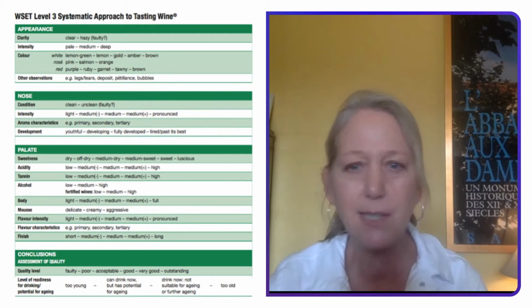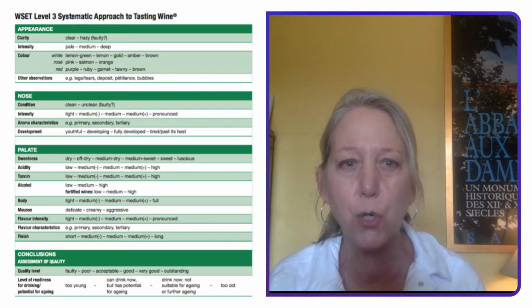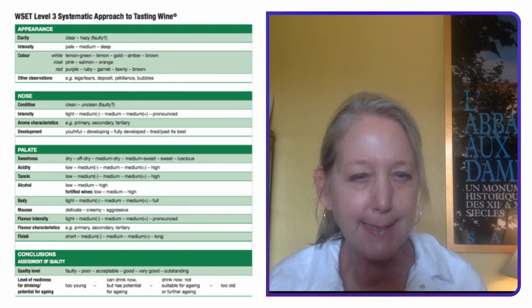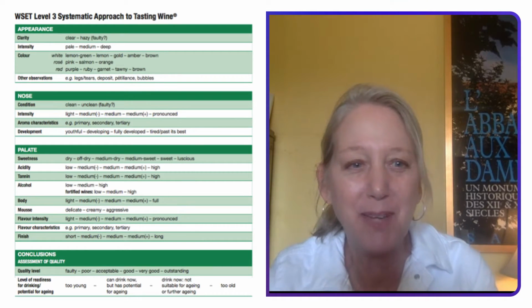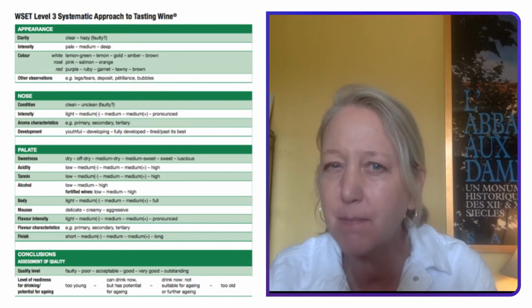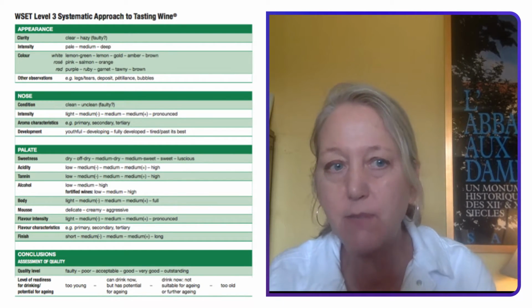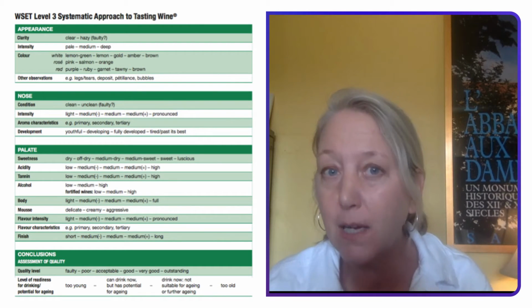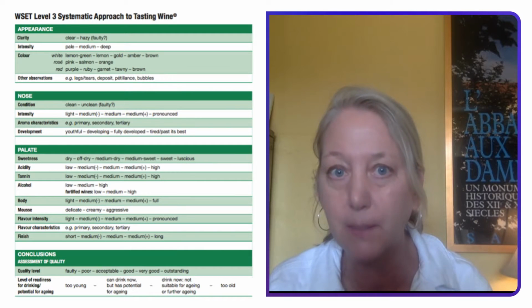And for the nose, you can even say it to yourselves, how many points are available on the nose? Anybody guessing? How many points are available? Is there one for condition? No. There are actually 7 points available for the nose. You get 1 for the intensity, 5 for aroma characteristics, and 1 for aroma development.